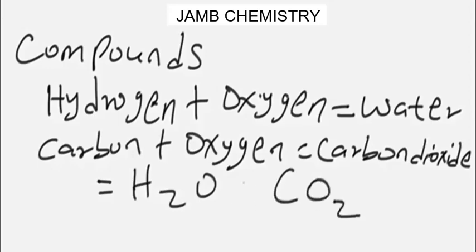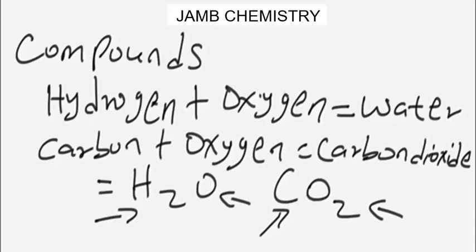Now let's look at the number of atoms in a compound. Just like in water, we have two atoms of hydrogen and one atom of oxygen, making up the compound water. In this one, we have one atom of carbon and two atoms of oxygen, making up the compound carbon dioxide.